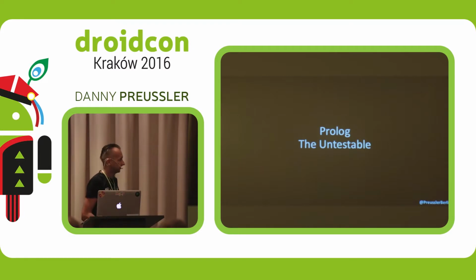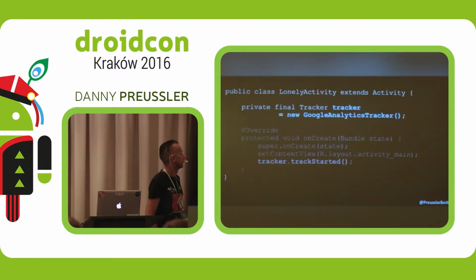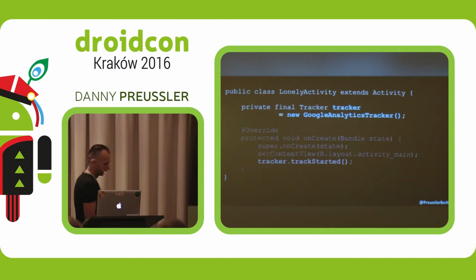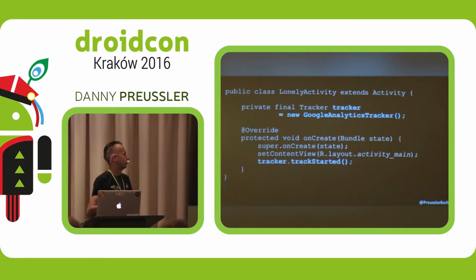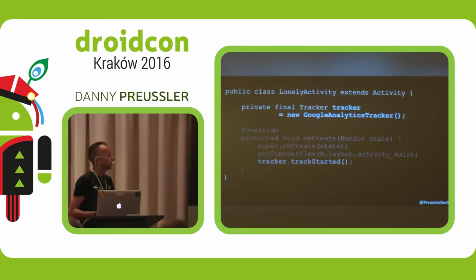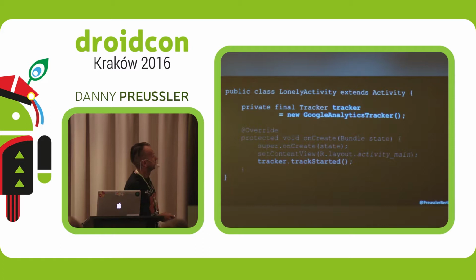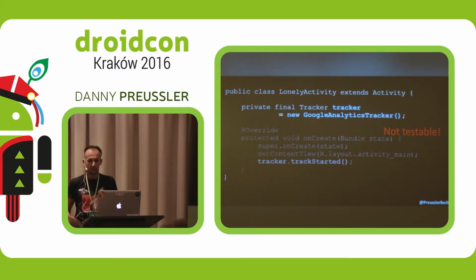So let's start with how we would probably implement this in the first place. Our activity would just do new Google Analytics tracker, right? And then we would call track started in the create method. Super simple, right? But we have a problem when we look back at this new Google Analytics tracker. How would you test this? You cannot test this because there's one big problem here.